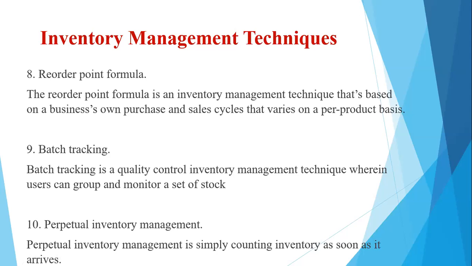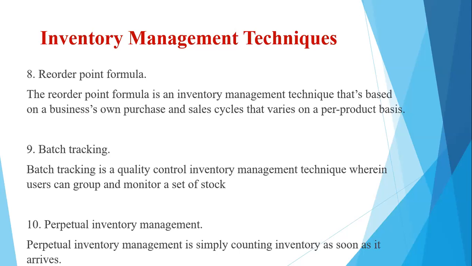So in batch tracking, now this is a quality control inventory management technique, right? Wherein users group and monitor a set of stock having similar traits. So this method will help you to track the expiration of inventory, what are the expiry dates with respect to the inventory that you are carrying, or trace the defective items back to their original batch. So this is a quality control technique that has been utilized in order to manage the inventory.